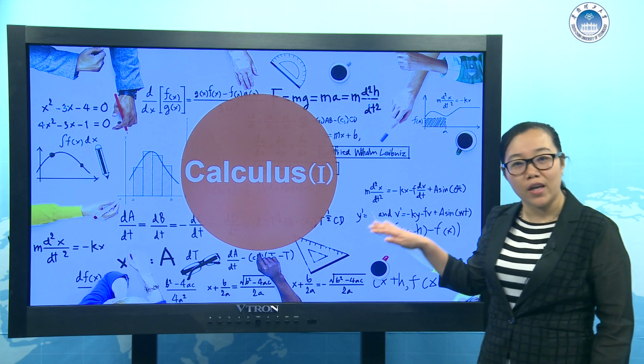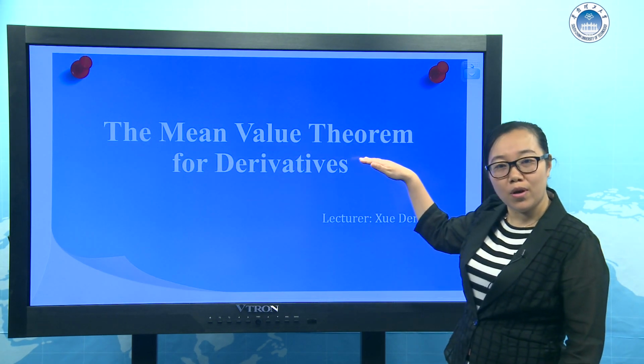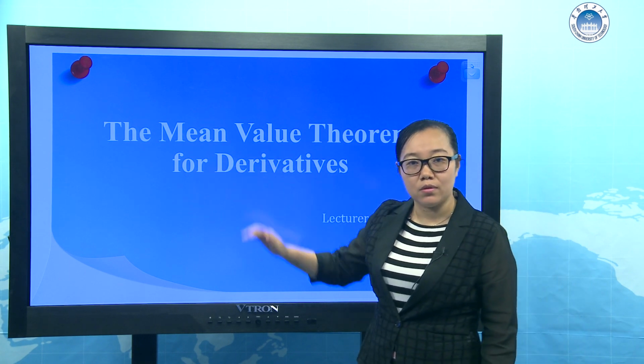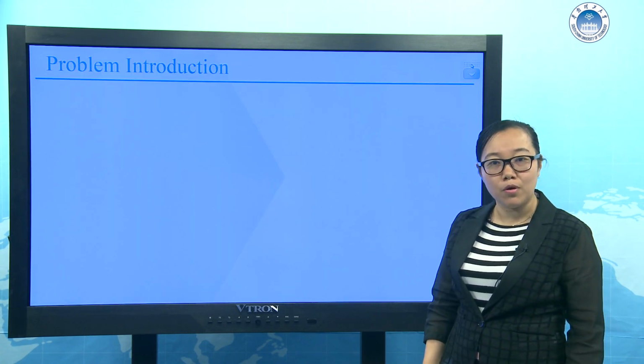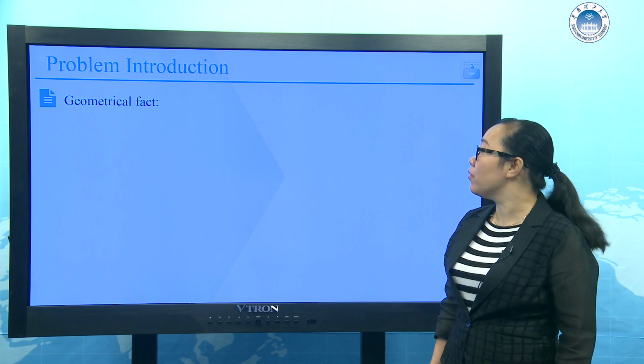Today we study Calculus 1. The topic is the mean value theorem for derivatives. So now look at the problem. We have the following geometrical fact.